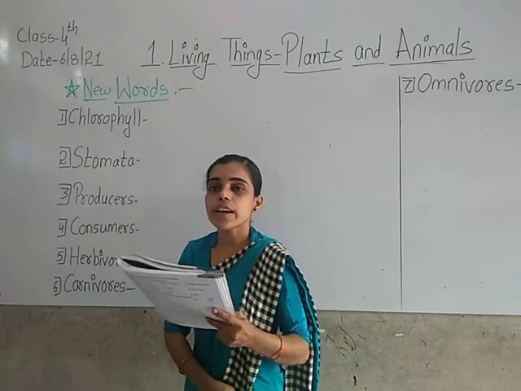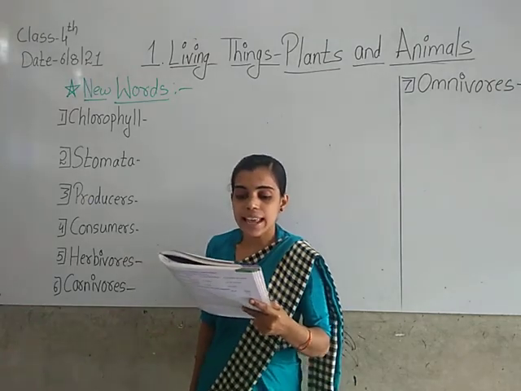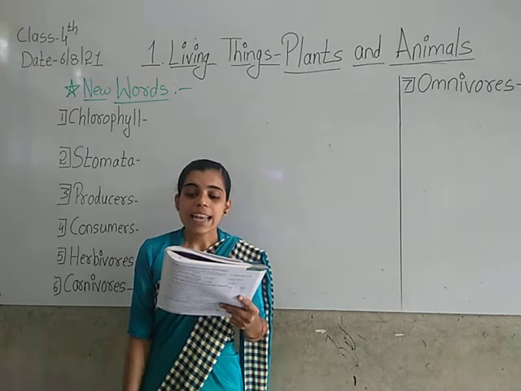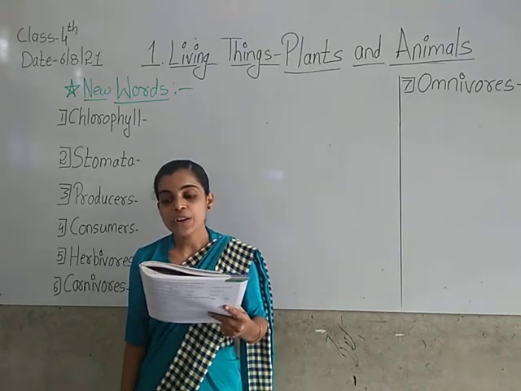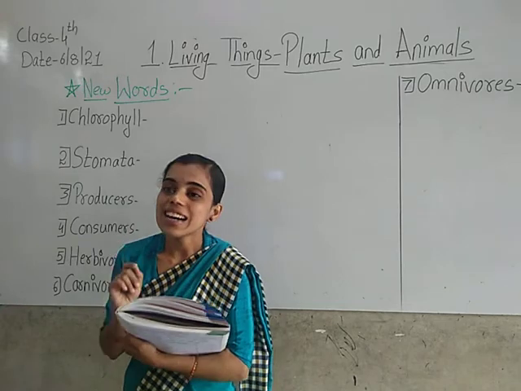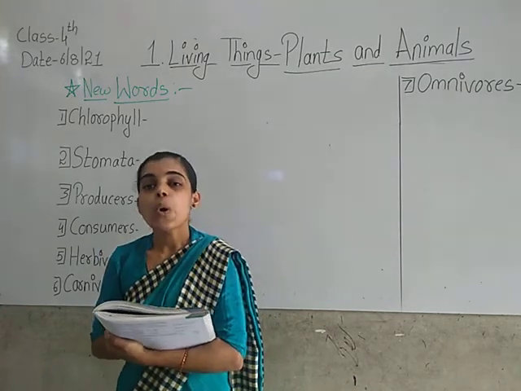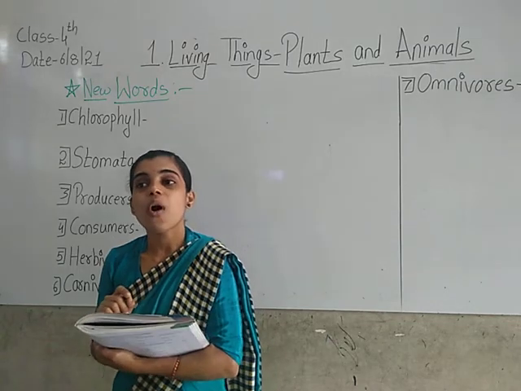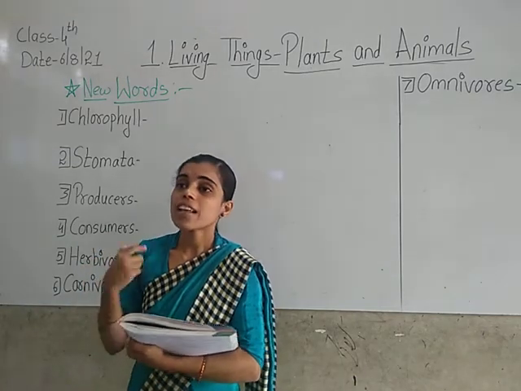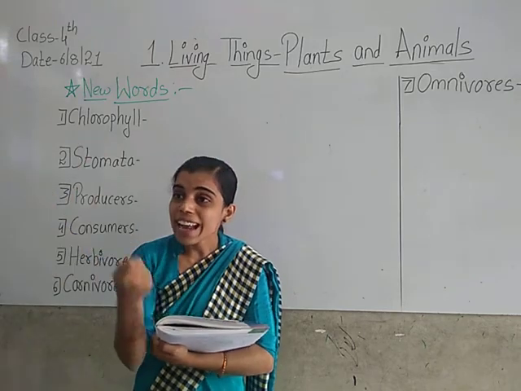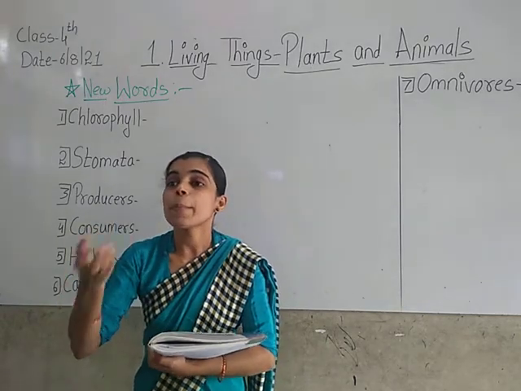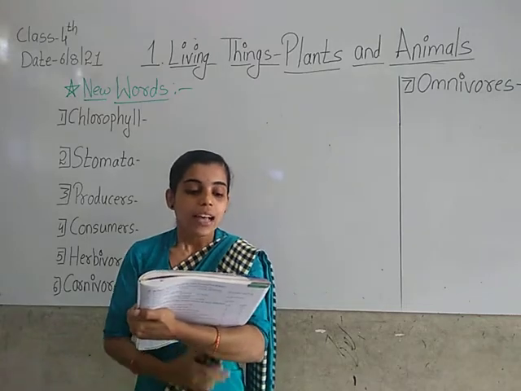Second point, just look at it in your textbook, children. Plants contain a green pigment, a green color called chlorophyll, that helps to trap the sunlight and use it to produce food for the plant. So, the green color in the plant is called chlorophyll. The green in the leaves is called chlorophyll. So, what is the use of chlorophyll? To take the sunlight, to attract the sunlight, the chlorophyll is used to prepare their own food.